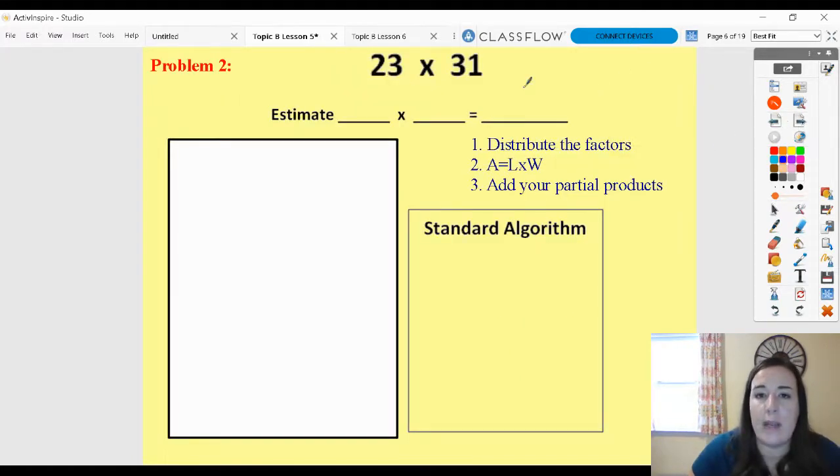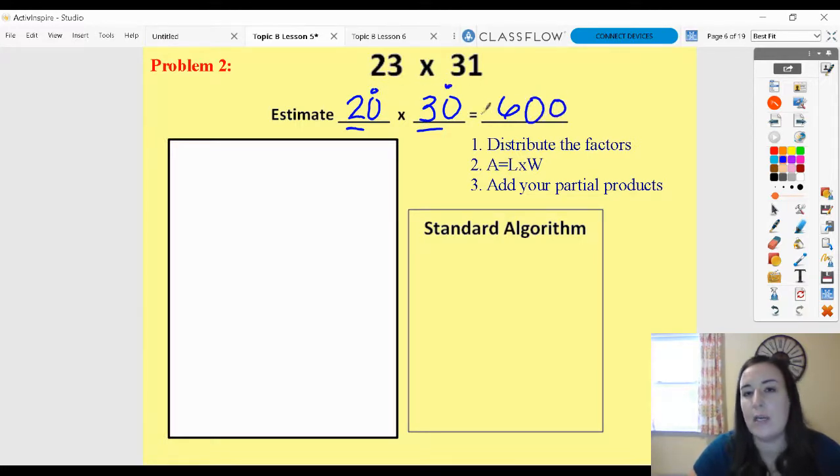So let's go ahead and practice with 23 times 31. So first they want us to estimate what this would be. So I'm going to round 23 to 20, and I'm going to round 31 to 30. So right here I have the basic fact of 2 times 3, which is 6, and then I have 2 zeros to add. 1, 2. So I should end up with a number around 600.